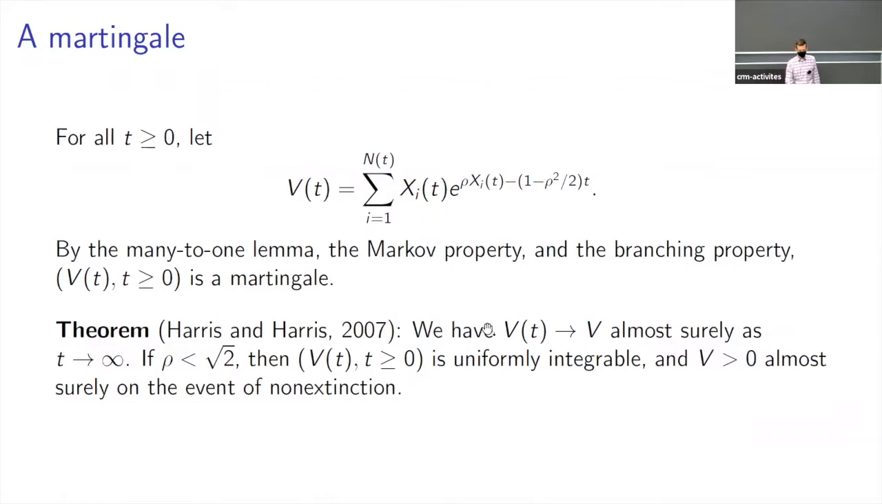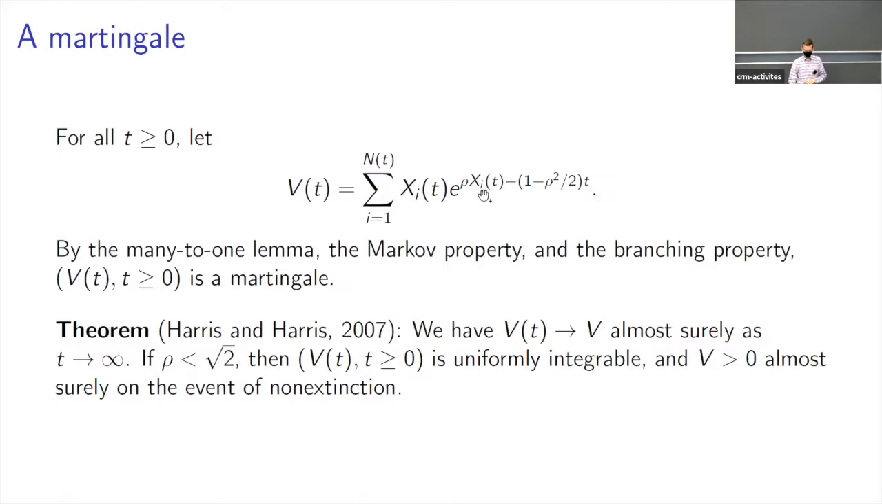Let's define v of t to be this sum here. We're summing over all particles at time t, and the contribution to the sum from a particle located at x is proportional to x times e to the rho x. One can show that this is a martingale using the same technique that we discussed before. Imagine starting from one particle at x, use the density to calculate the expected value of v of t, and what you're going to get is exactly v of 0, and then the martingale property follows from the branching property and the Markov property.